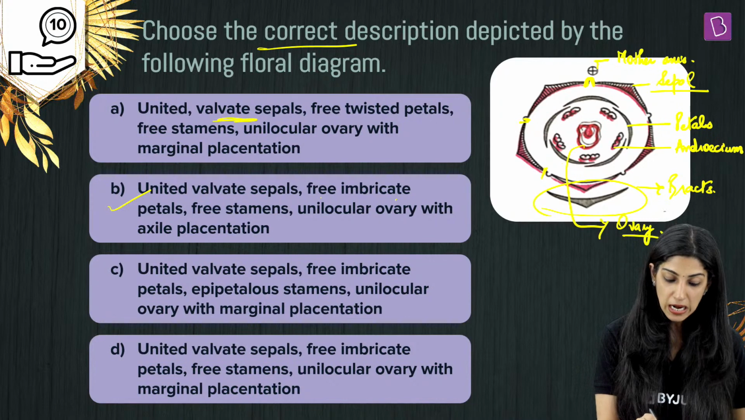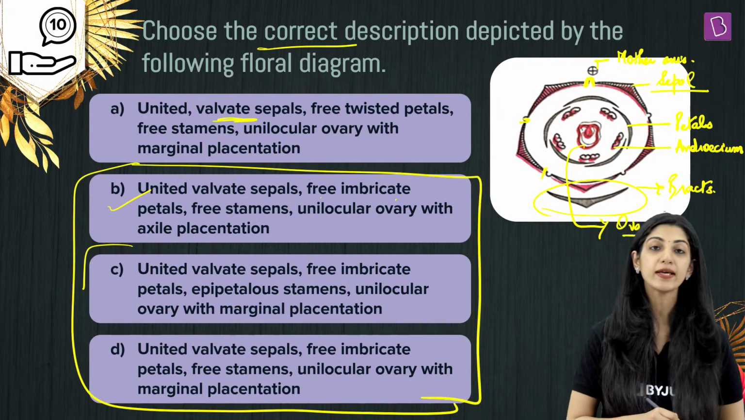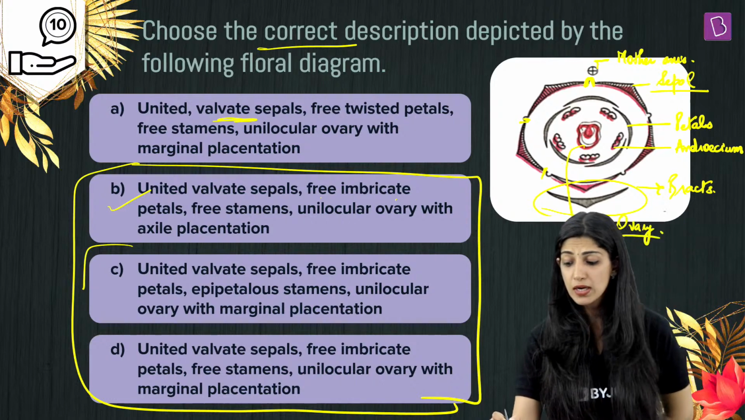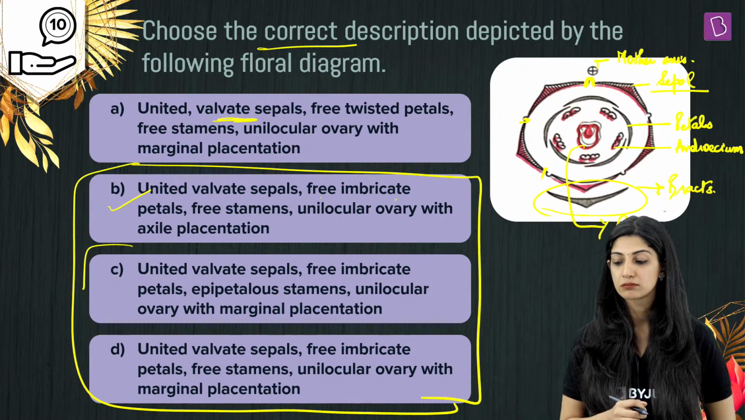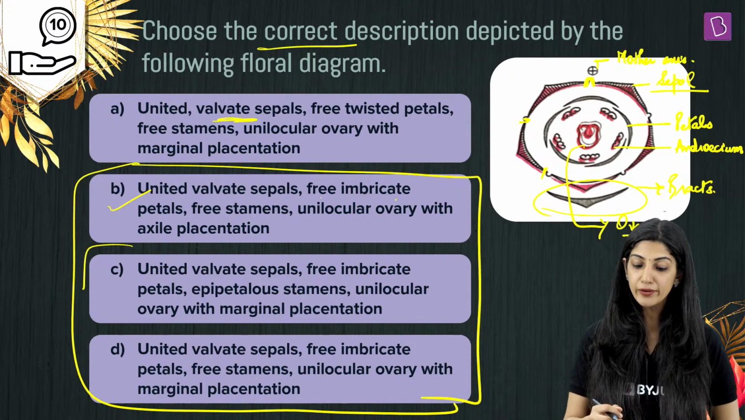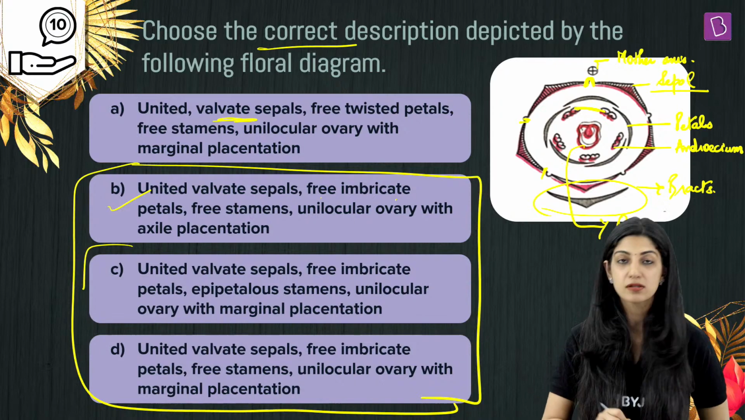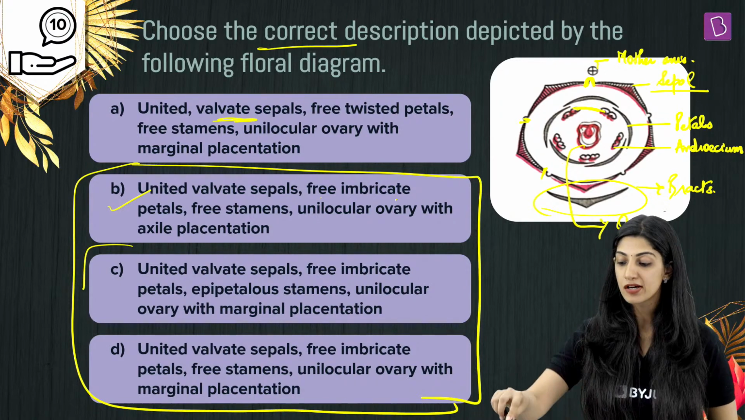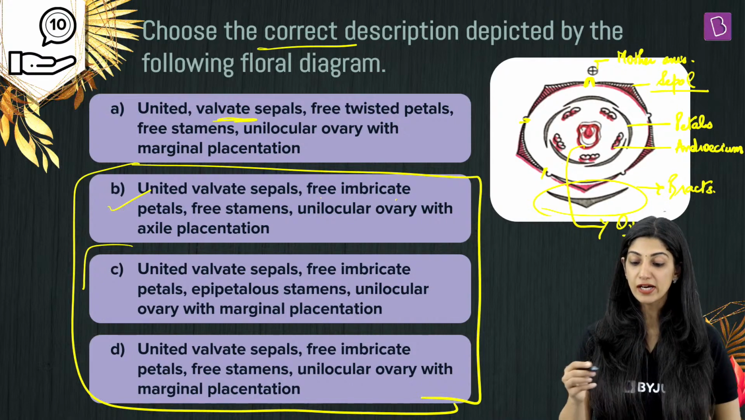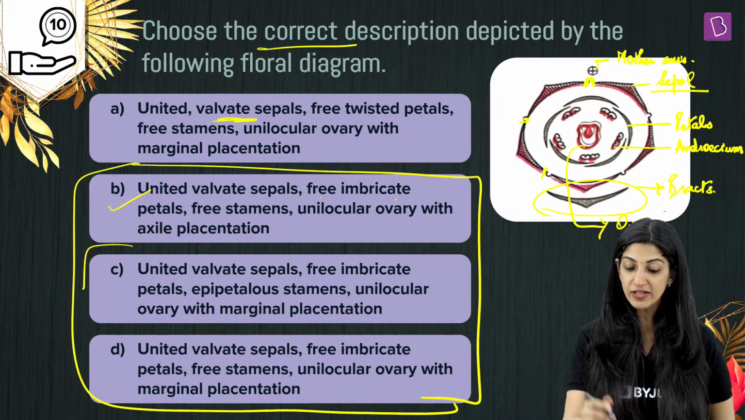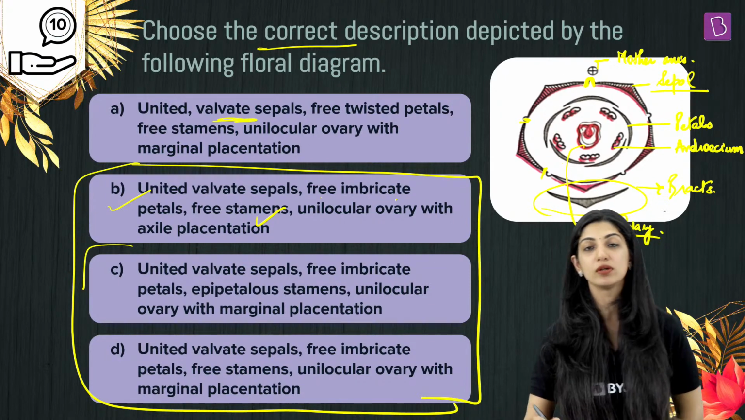So now I am stuck with these three choices, B, C and D. I go on to discuss the stamens. What is happening to the stamens? Well, they are free stamens. The fusion would be like this, but I don't see the fusion happening. So they are free stamens. The ovary has only one locule.